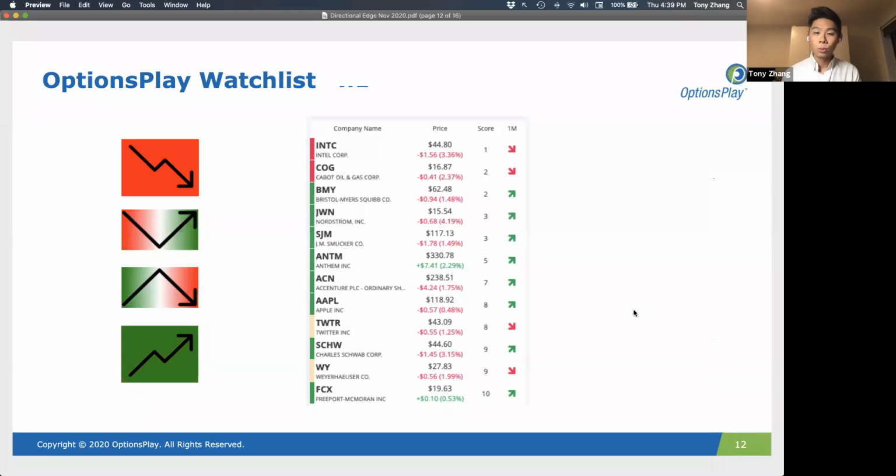So one of the things that we have built here at OptionsPlay is our watch list that's extremely visual to help you quickly identify stocks within one of these four categories. As I said before, we have strong bearish, strong bullish, bullish turnaround, and bearish turnaround. So what we're going to do is show you how this works in an OptionsPlay watch list.